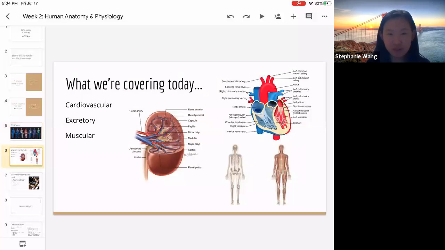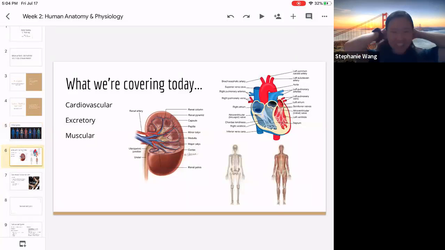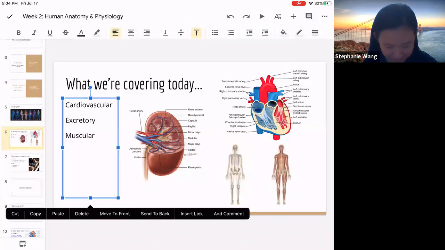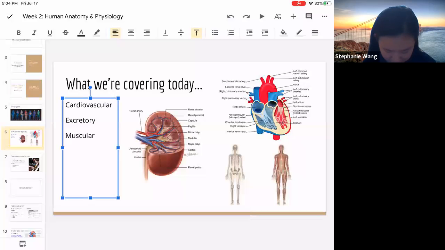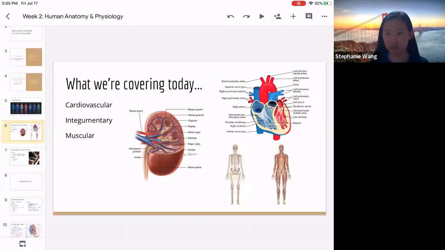So I put those in a random number generator, and I got these 3 systems that we're going to be covering today: cardiovascular, excretory, and muscular. Oh, why is the muscle dude's hand missing? I have no idea. Okay. Cardiovascular, excretory, and wait, no, my bad. I think I wrote the wrong ones. Let me just fix this real quick. It should be cardiovascular, integumentary, and muscular. Okay, sorry about that.